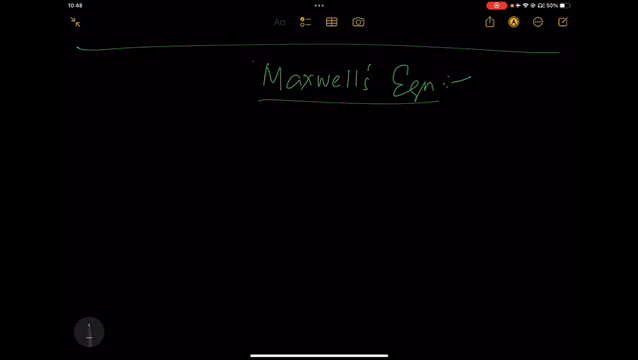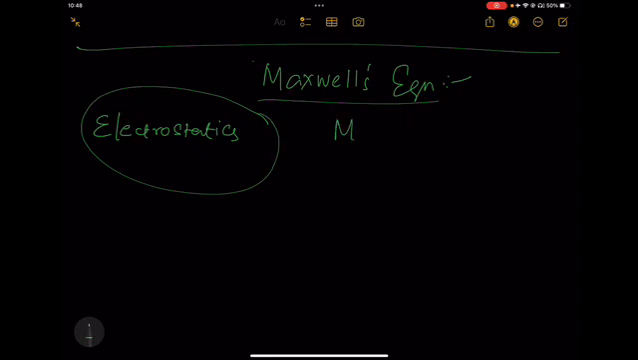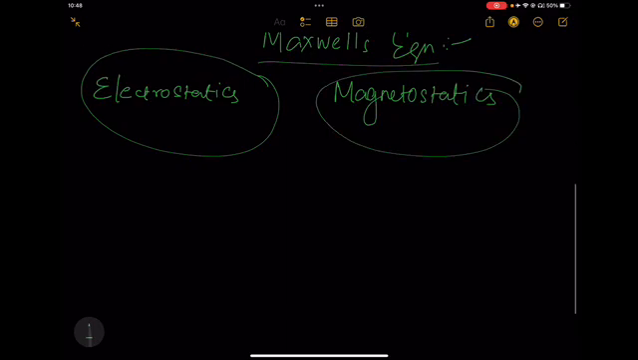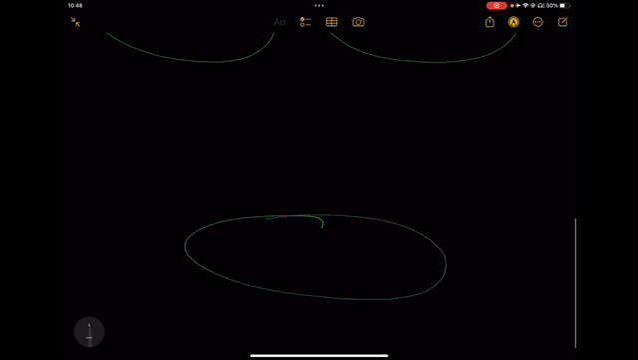First, we'll start with how this Maxwell's equation part will go. The flow of the class will be like this. We'll start with electrostatics. Then we'll talk about magnetostatics. Then finally we'll talk about electromagnetism.